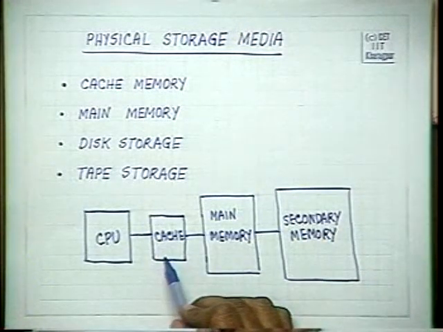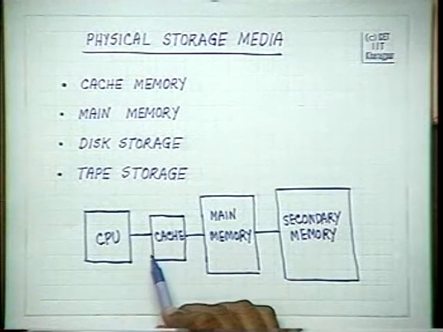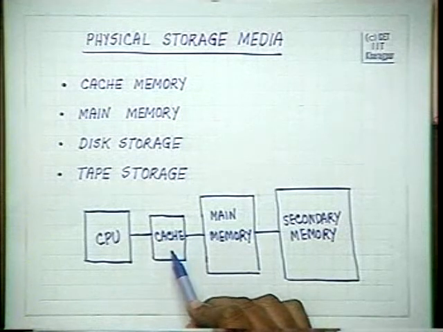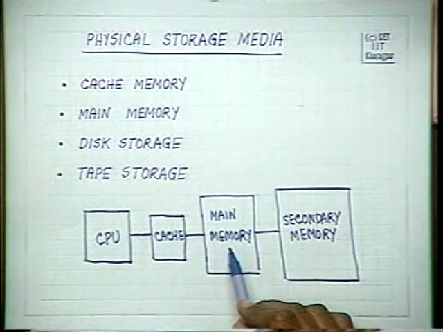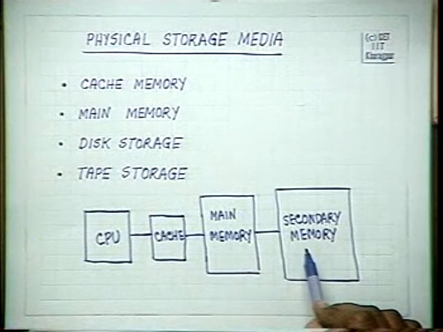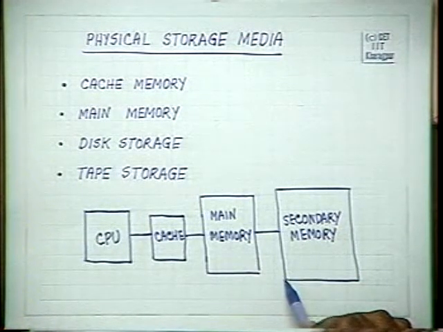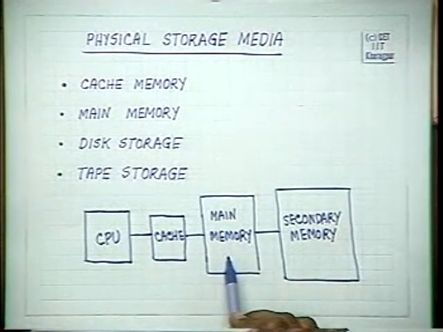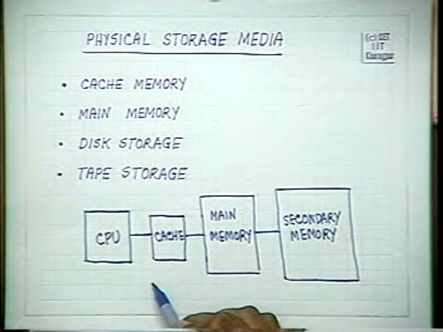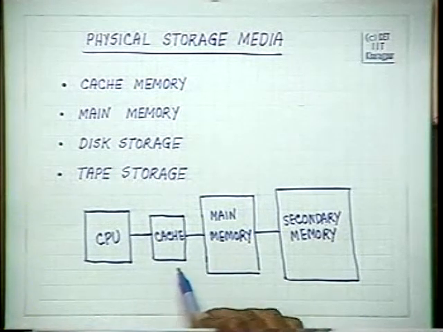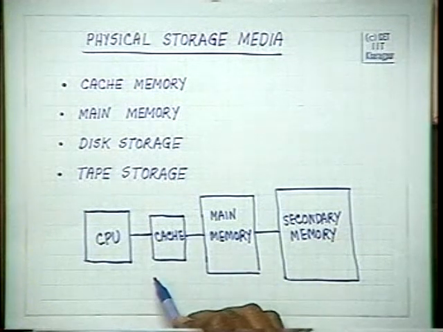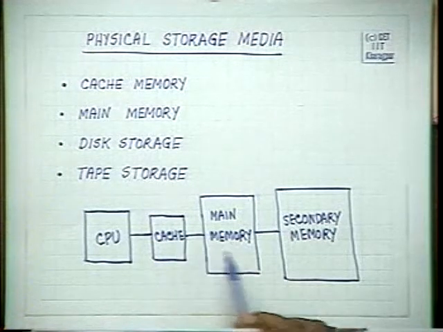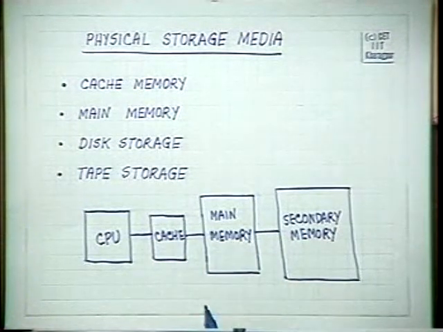The cache is a very small high-speed memory which is reasonably compatible to the speed of the central processing unit. The main memory is larger than the cache, but it is slightly slower, and the secondary memory is the largest of all of them and is the slowest. The difference between these is significant, in the sense it is not the speed only by which they differ. They also differ by the volatility or the retentive capacity of the main memory, the cache, and the secondary memory.